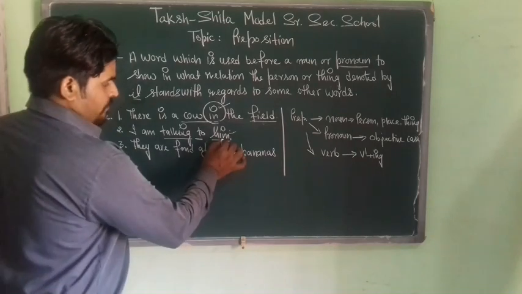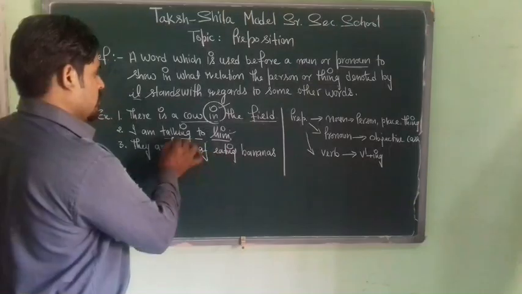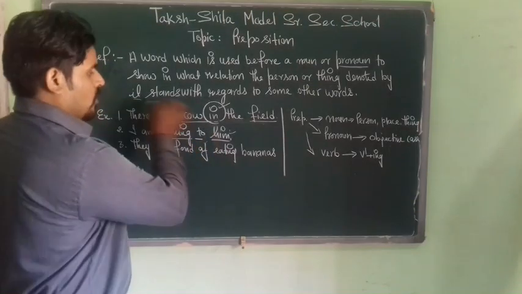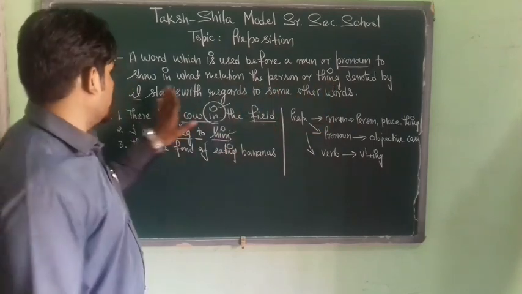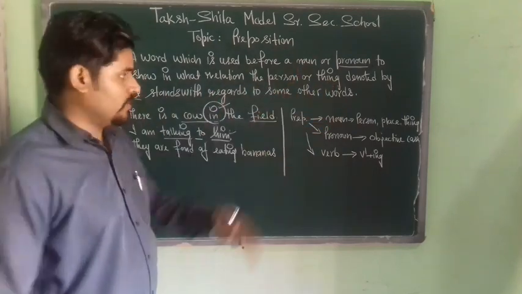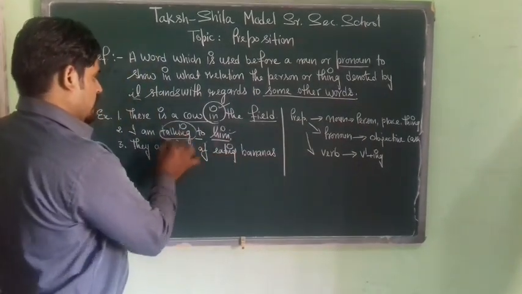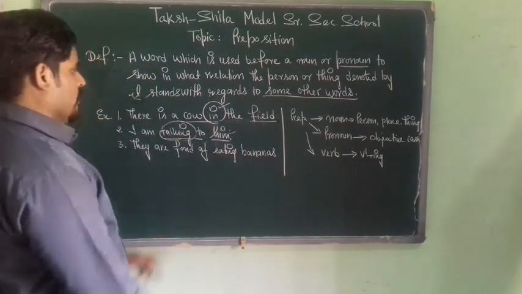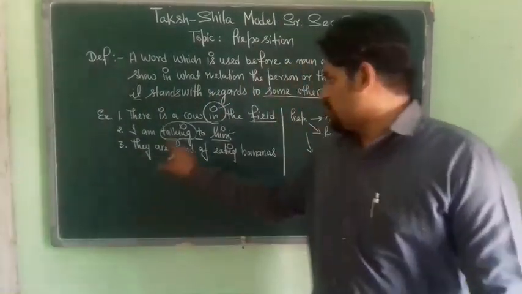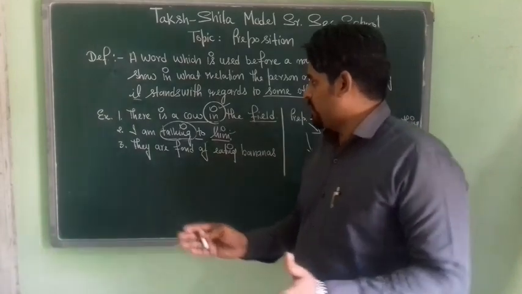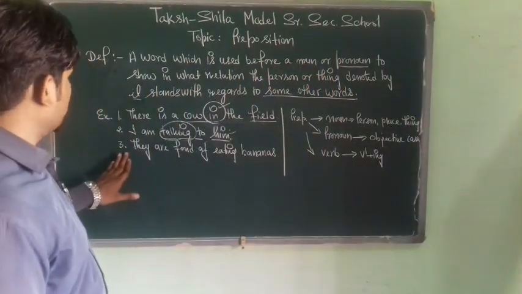So this is the pronoun which is denoted by the preposition to, and it shows a relation with some other word, and this other word is talking, right? It is written that it shows in what relation the person or thing denoted by it stands with regard to some other words. So the other word in this sentence is talking. So verb and pronoun: this preposition to is actually showing a relationship between a pronoun and a verb, right? Now let us move on to the third example.